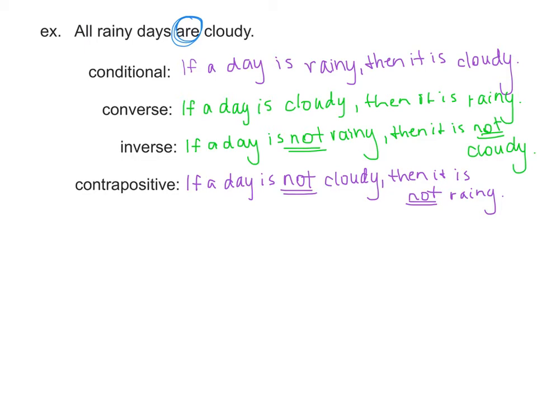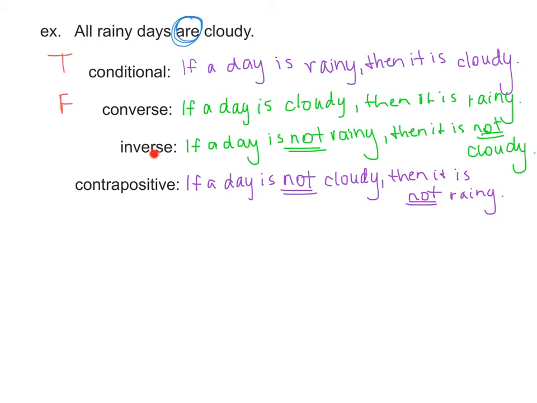So the first statement, if a day is rainy, then it is cloudy. I think we could all agree that that's got to be true. You can't have rain without clouds. So if it's raining, there must be clouds. Okay, next. If a day is cloudy, then it's rainy. Well, that's not true. That's false. A day could be cloudy and not rain. It could be partially cloudy and not rain. So it's a false statement.